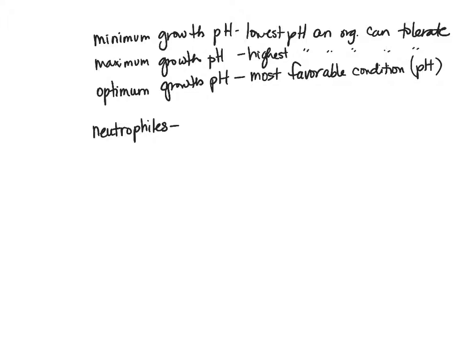If we are studying something that is going to be a pathogen for humans, for example, or other animals, typically we're talking about neutrophiles, and that's because human bodies and other animal bodies are generally neutral, around 7 in pH, and so those organisms that are going to be pathogenic to those types of organisms are also going to be in an optimal range of about 7. So really, the optimal range that we're talking about here is a pH from 5 to 9. And it really depends on the organism.